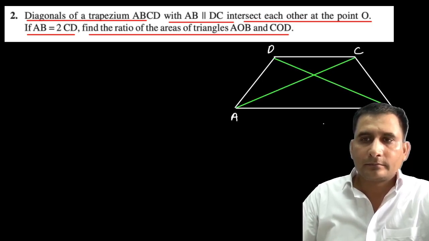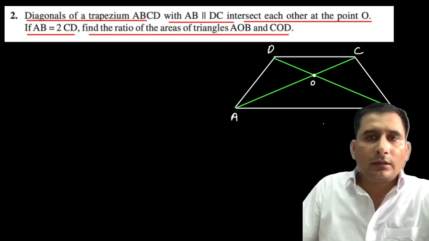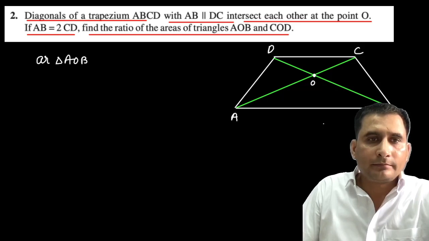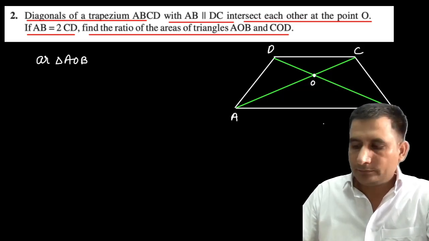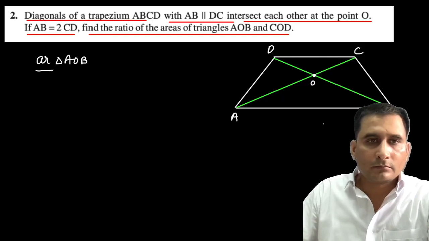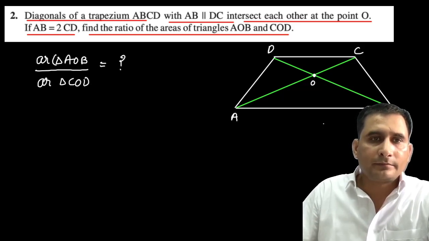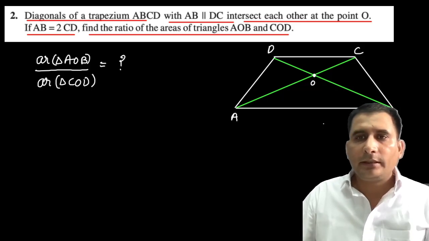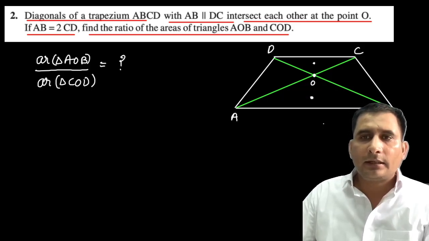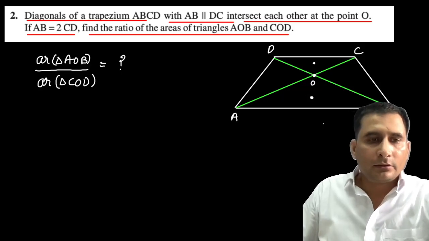So this side is AB, this is CD, and the diagonals intersect each other at O. This is the point O here. Now we need to find the area of triangle AOB upon the area of triangle COD. So this thing we need to find. AOB is the lower triangle and COD is this triangle. So can I say that these two triangles are congruent?